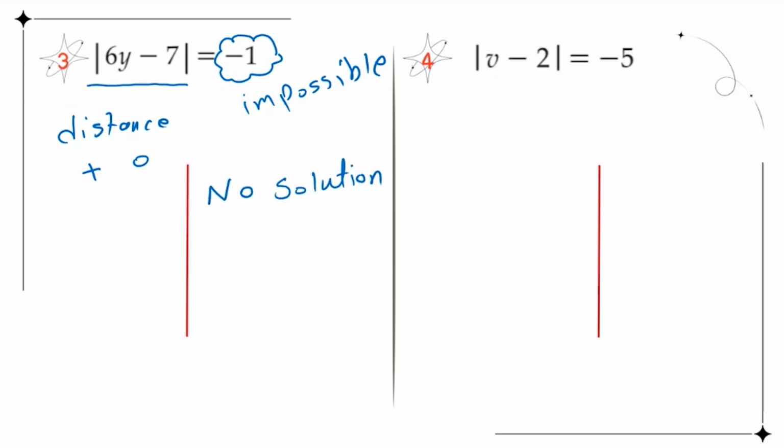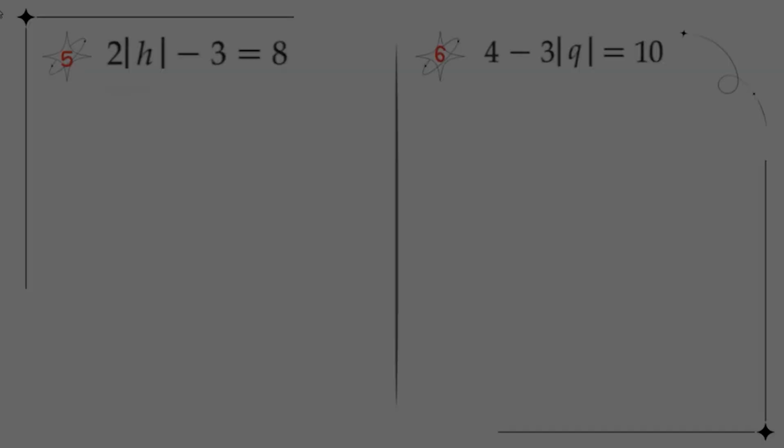Question number 4. Absolute v minus 2 equals -5. The same problem here. Absolute can never be negative. That's why we say no solution. Again, next question. Question number 5.